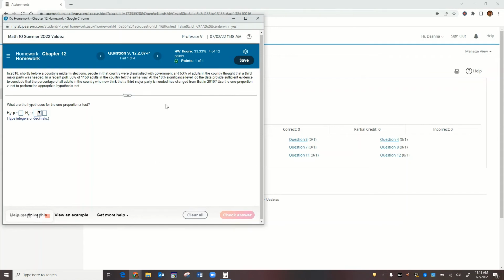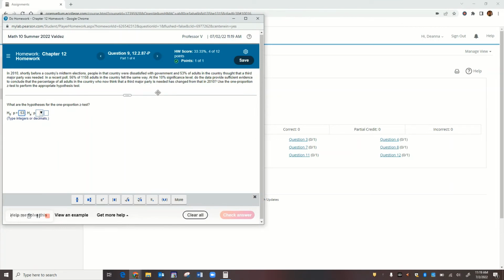Notice here, they want us to see if there's sufficient evidence that the proportion has changed from that in 2010. So that's what the null is going to deal with. What was the believed proportion in 2010? That was that 53% of adults thought a third major party was needed. So p is equal to 0.53. Okay, always change that to a proportion.